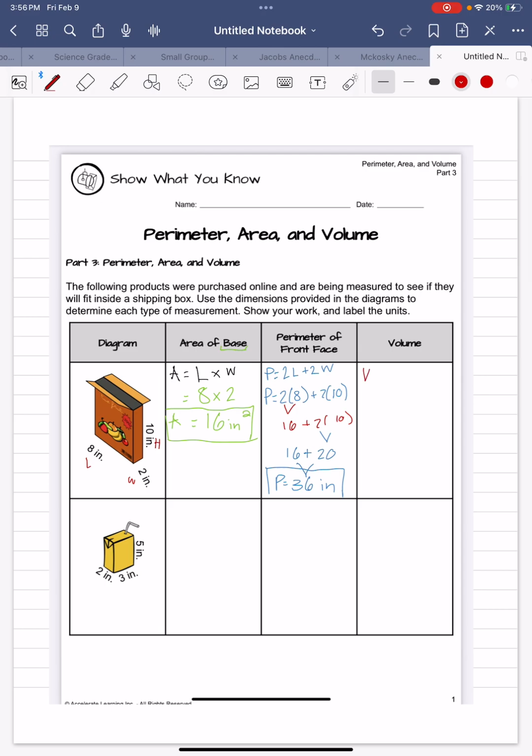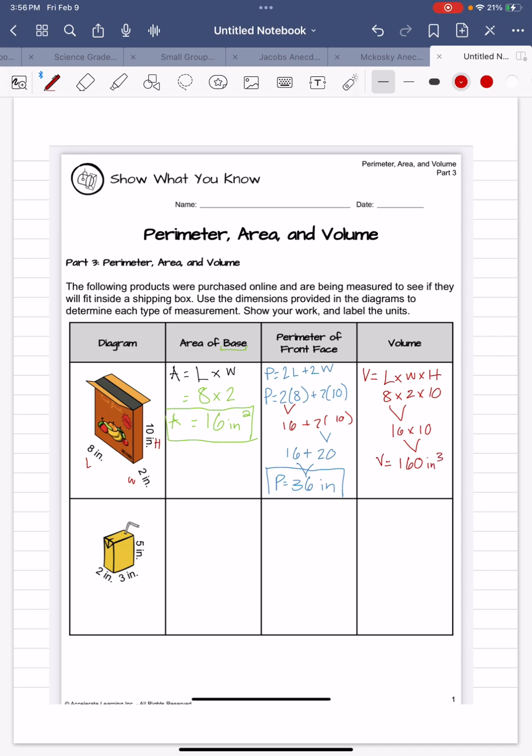We're going to write down our formula. Volume equals length times width times height. And I'm going to plug everything in. I've got 8 times 2 times 10. I'm going to go left to right. 8 times 2 is 16. I'm going to rewrite that 10. And then I'm going to solve 16 times 10, which is 160. So our volume of that carton is 160 cubic inches.